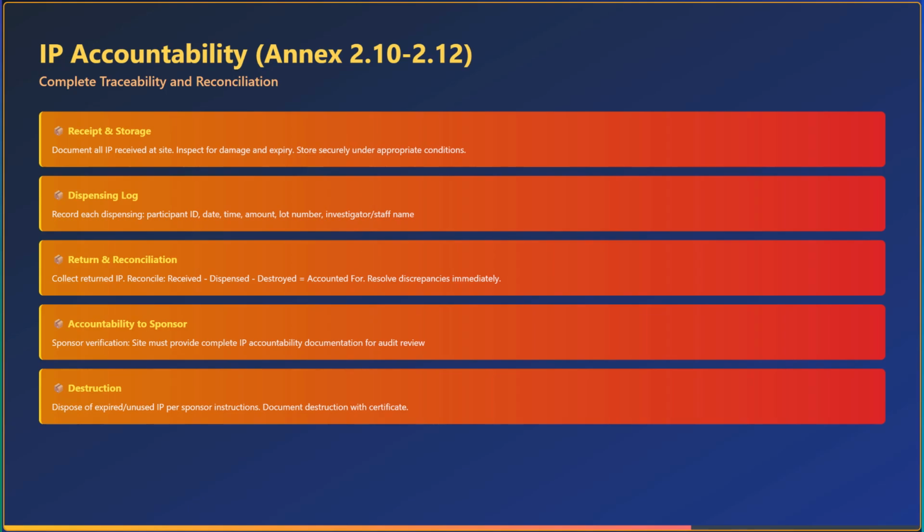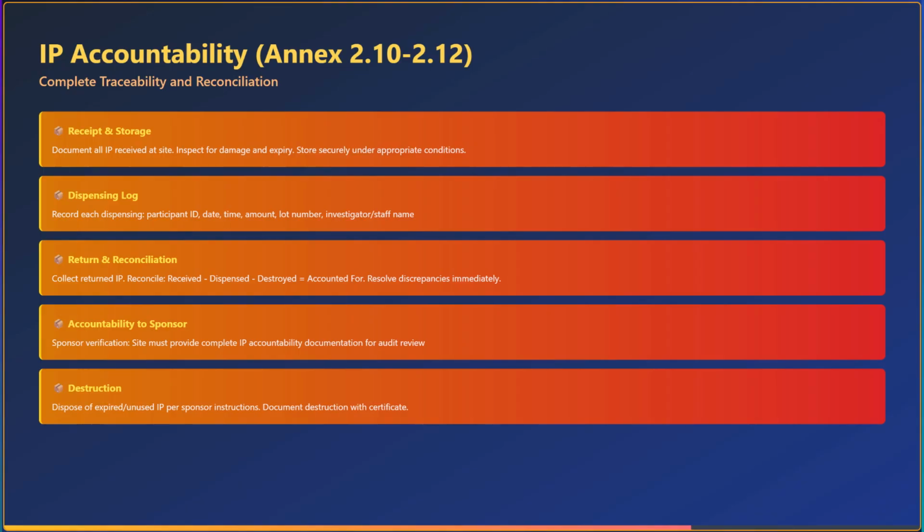The reconciliation. Precisely. This is where simple math meets strict compliance. You have to be able to show, using the formula, that everything adds up. What's the formula again? It's amount received minus the amount dispensed minus the amount destroyed must equal the amount accounted for, what you physically have left or can prove was destroyed. And discrepancies have to be investigated and resolved immediately. You can't just have IP missing.